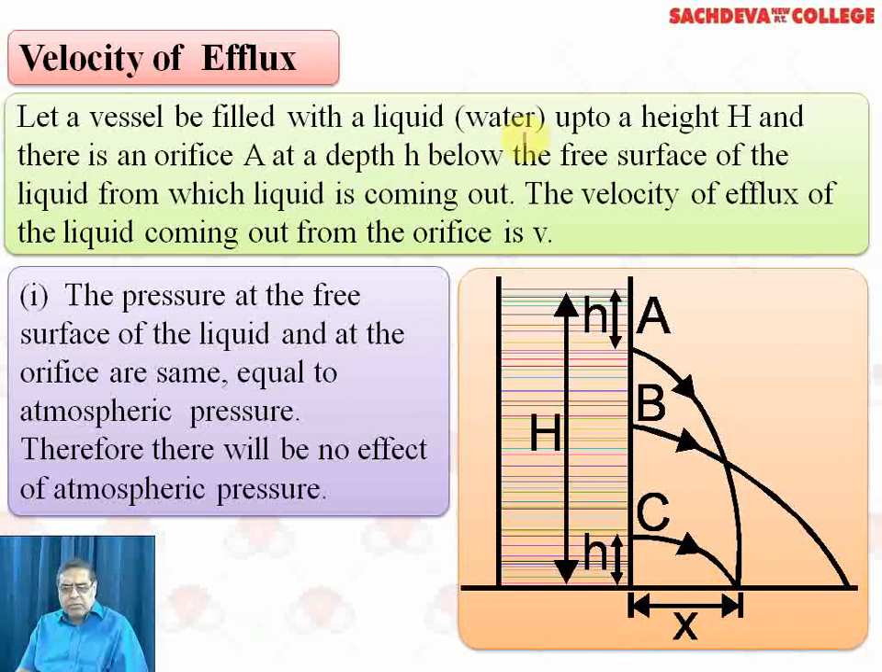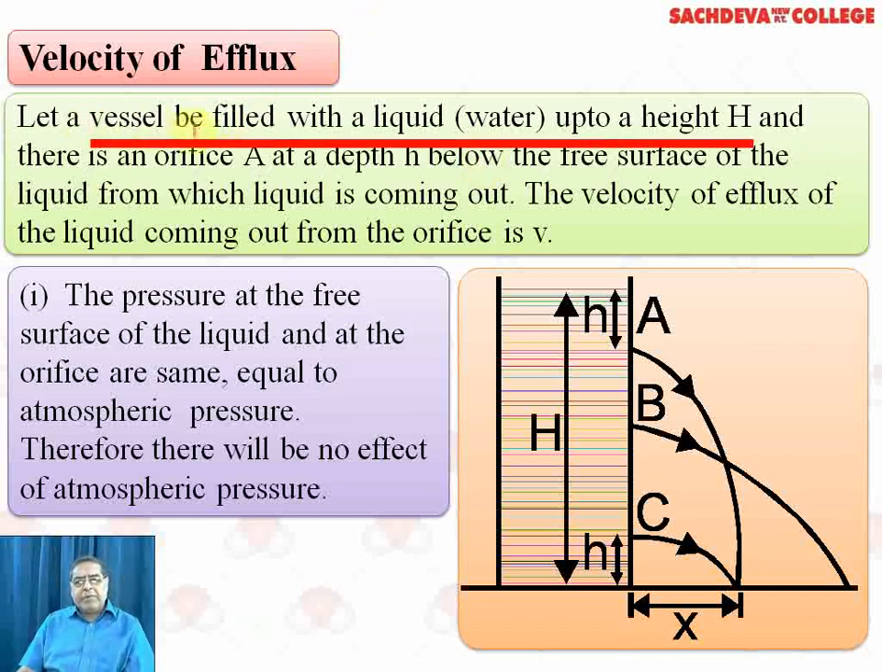But now we come to a lower point P, its height from the top will be more, and we find that it will make a larger curve than the first one. And in the third case, we find that the hole is at the bottom. Again, the range of water will be less. So in the case of points A and C, the range will be less, whereas in B, the range will be maximum. This is what is interpreted in the velocity of efflux.